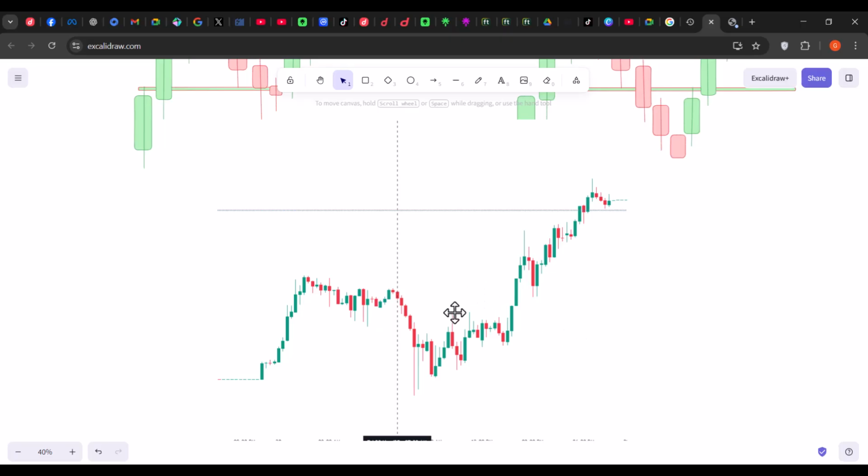Will you be able to tell me the exact time frame this is? No, you will not be able to tell me the time frame. Okay, so yes, ICT says something, right?